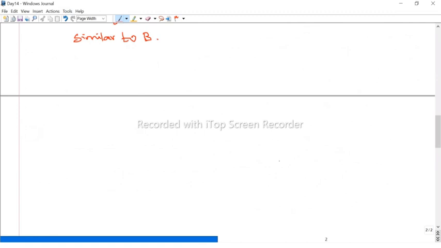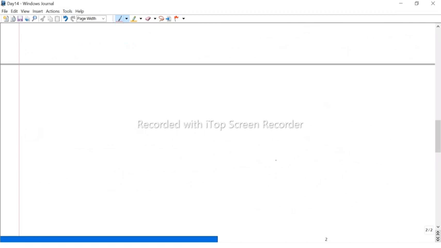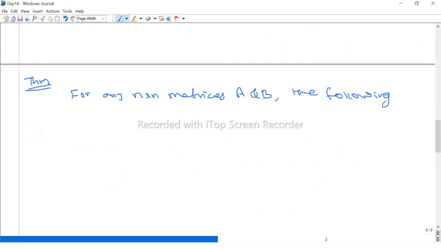Now, maybe we discuss a theorem. Suppose we have two matrices. We state it as a theorem. Suppose 0 is one of the eigenvalues of the product of the matrices; this need not be similar. Suppose I take any n by n matrices A and B. The following statements are equivalent.